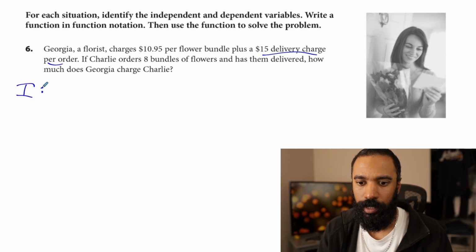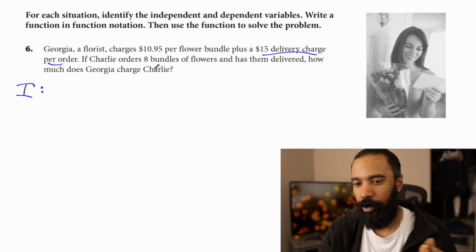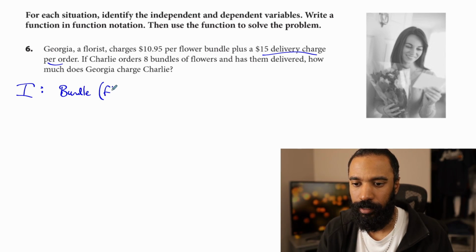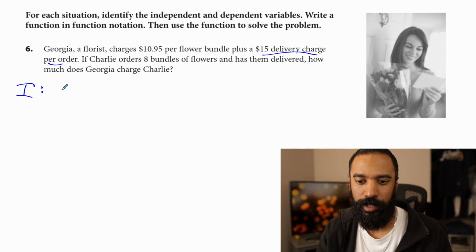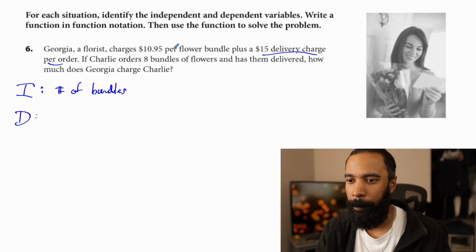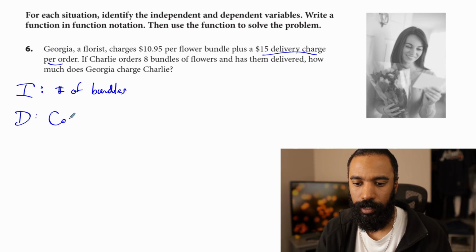Independent, per flower bundle. So this is the number of flowers, I'll just put number of bundles. You don't always have to have the unit. That is the unit. And the dependent variable is again the cost, how much he'll charge. That's in dollars.